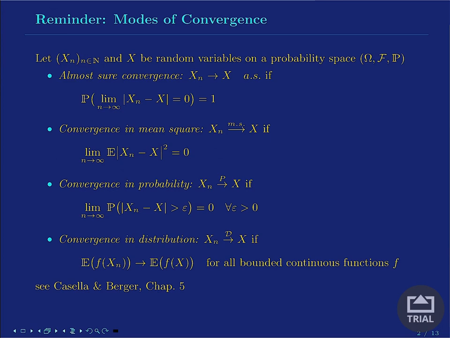Next, we have the convergence in mean square. So we say that the sequence Xn converges to the random variable X in mean square if the expectation of the squared deviation of the sequence Xn from the limiting random variable X equals 0 for n to infinity. So the mean square deviation vanishes.